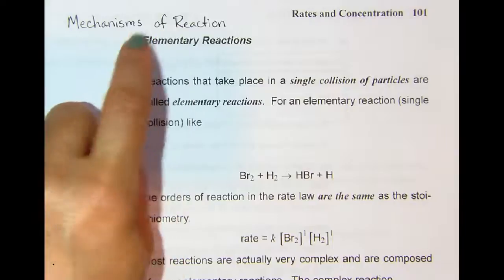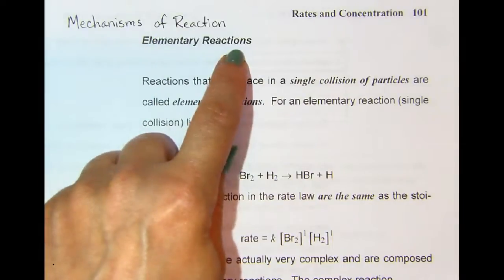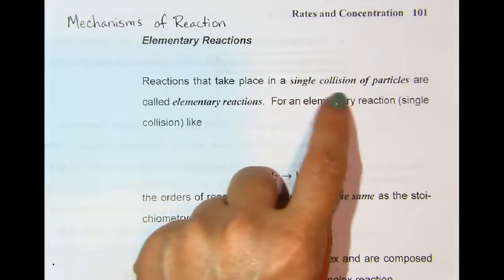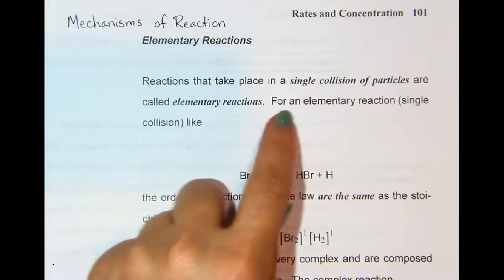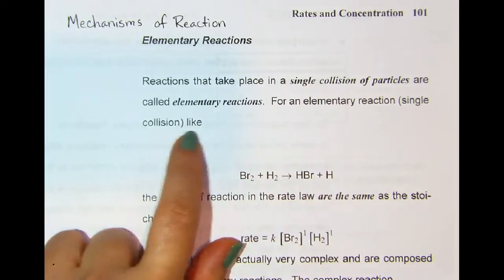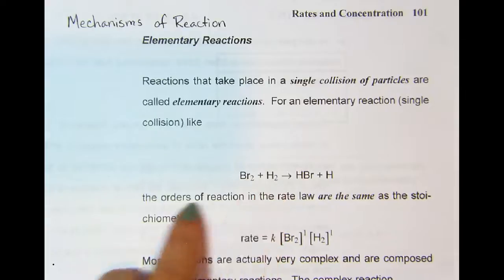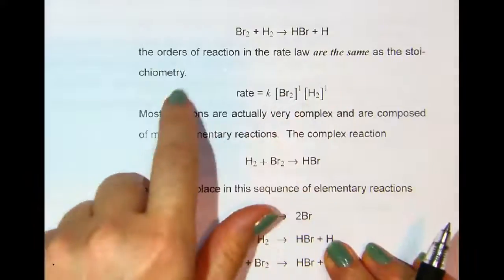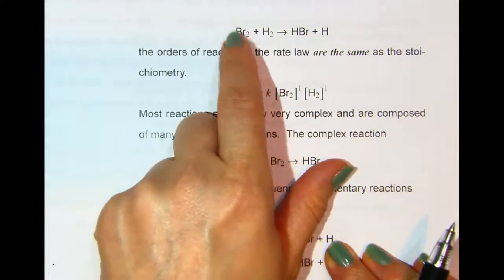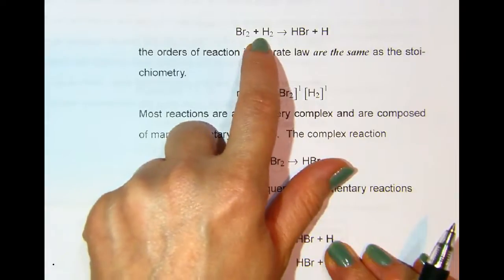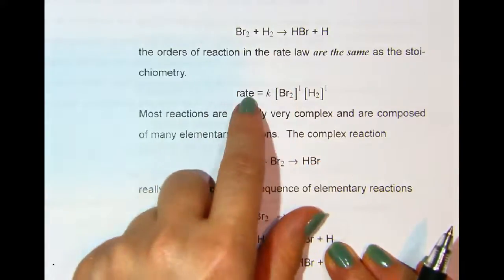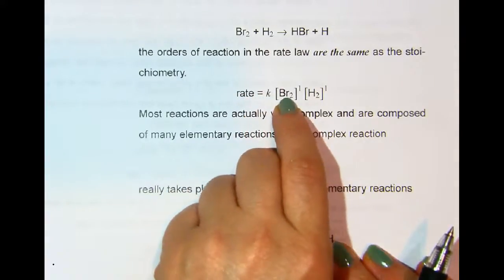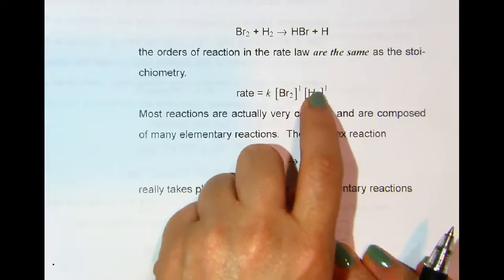Mechanisms of a reaction have two categories: elementary reactions and complex reactions. Reactions that take place in a single collision of particles are called elementary reactions. For an elementary reaction, single collision, such as this, the orders of the reaction in the rate law are the same as the stoichiometry. So, because this has a coefficient of 1 and this has a coefficient of 1, that's how we know that the rate law can be written rate is equal to the rate constant times bromine raised to the first order and hydrogen raised to the first order.